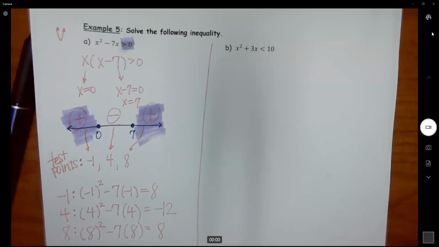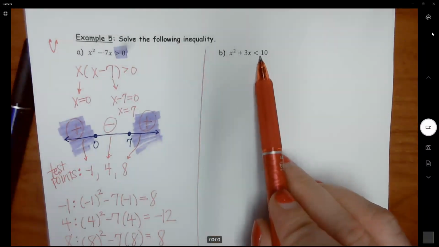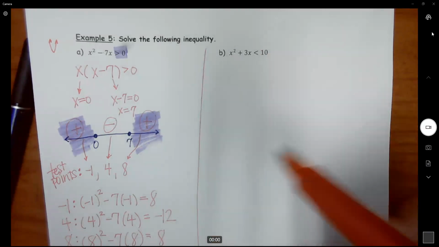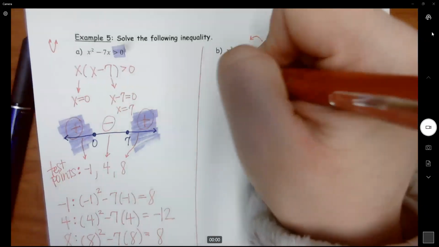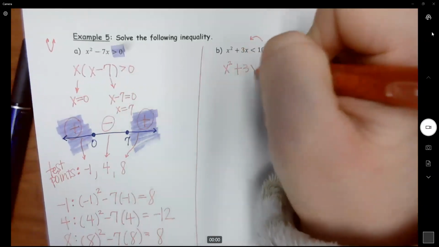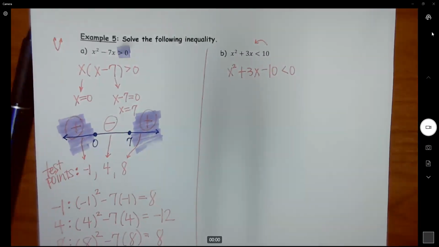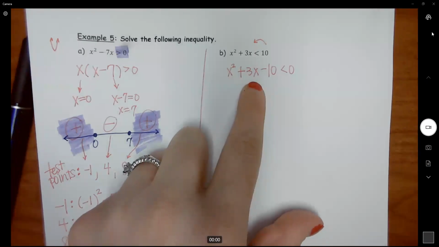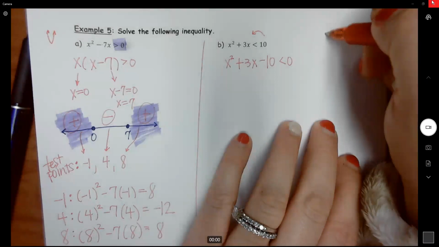Okay, let's do it again. I need to solve this, and it's not in the right form yet. This needs to have 0 over here, so I need to move my 10 over. So I've got x squared plus 3x minus 10 is less than 0. I can't use the square root property to solve because I have a b. So let's try factoring before we use the quadratic formula.